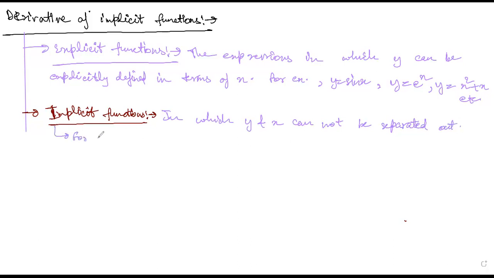For example, let's see this function. This is x. Explicitly defined means clearly defined. Explicitly meaning clearly, transparently.